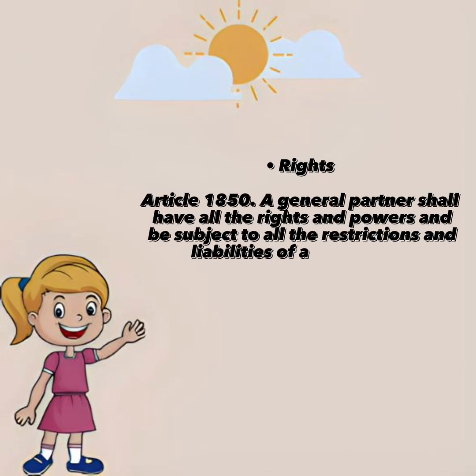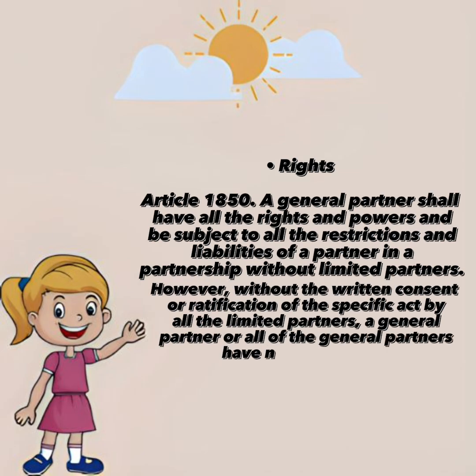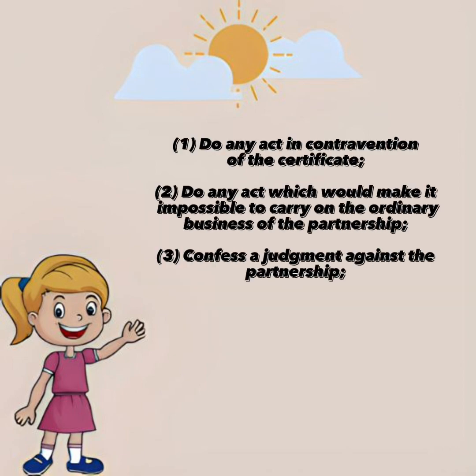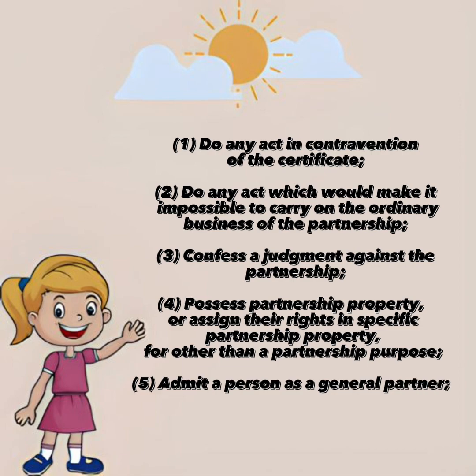Rights. Article 1850: a general partner shall have all the rights and powers and be subject to all the restrictions and liabilities of a partner in a partnership without limited partners. However, without the written consent or ratification of this specific act by all the limited partners, a general partner or all of the general partners have no authority to: 1. Do any act in contravention of the certificate; 2. Do any act which would make it impossible to carry on the ordinary business of the partnership.